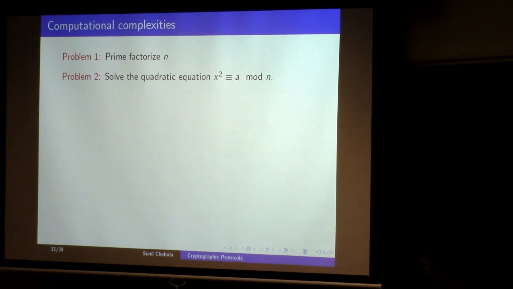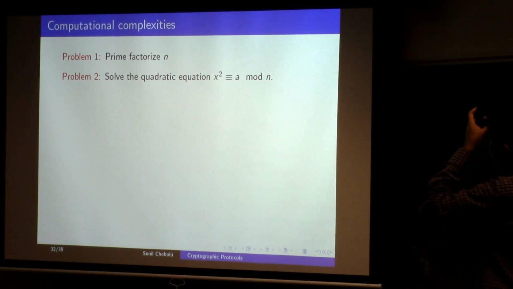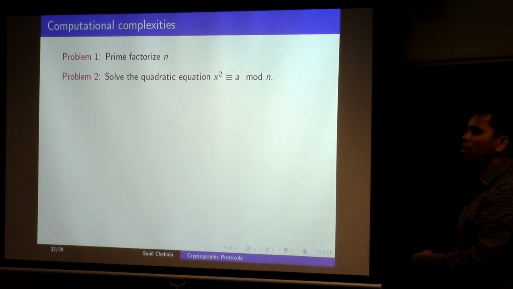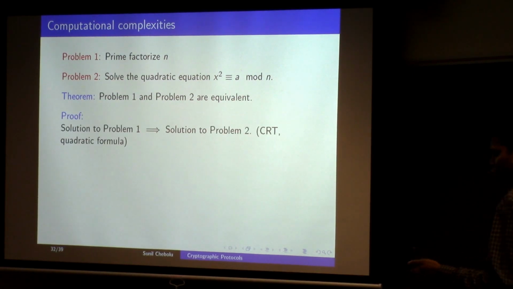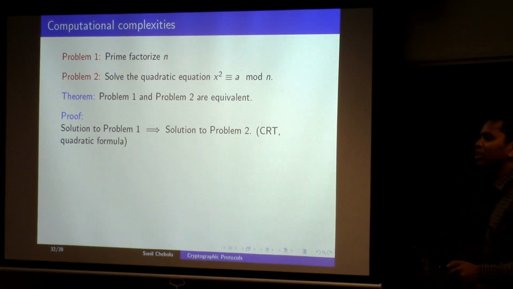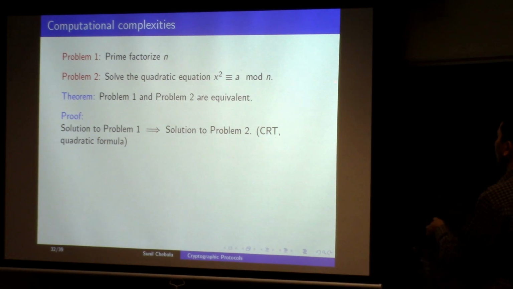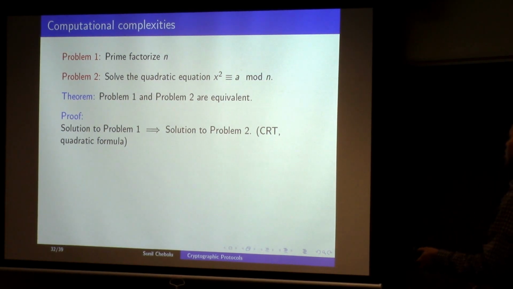Yes. So you have two problems: find the prime factorization of n, or solve the quadratic equation. And I claim that these two are equivalent. And here's a simple proof. Well, solution to 1 implies solution to 2. That's very straightforward. I already told you. If you know how to factor n, the Chinese remainder theorem breaks it up into two equations, and I gave you a closed formula for solving each. So 1 implies 2 is very easy.